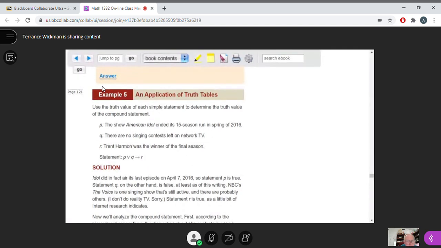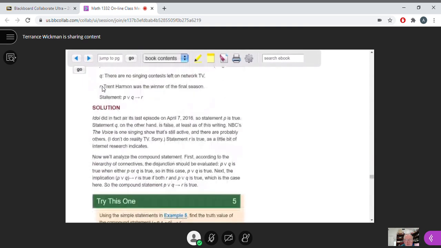Now, if Q is true, but I don't think it is, I think there are still contests on TV. Well, maybe not during COVID, but there have been. So this is what they say. Idol in fact did air the last episode in 2016. So that's true. But the Q statement, that there are no contests on TV at all, is false. So one part is true, the other part is not.